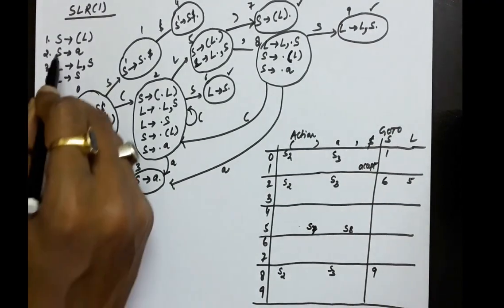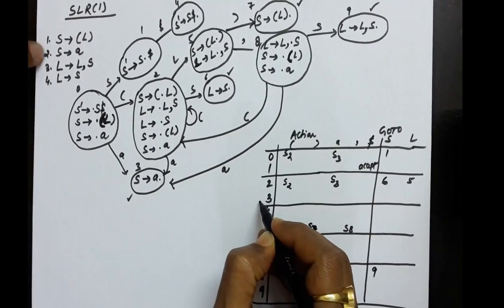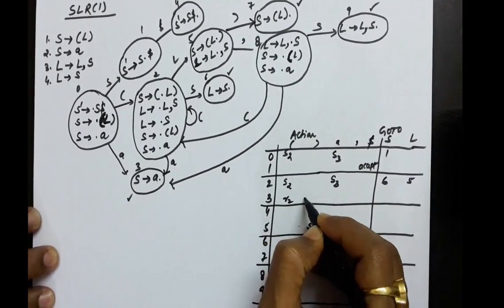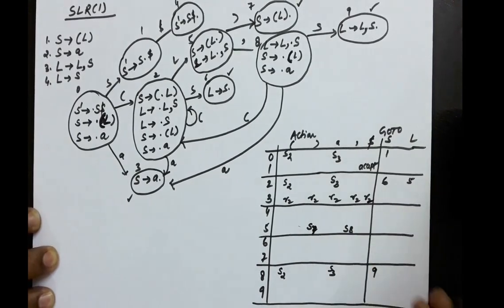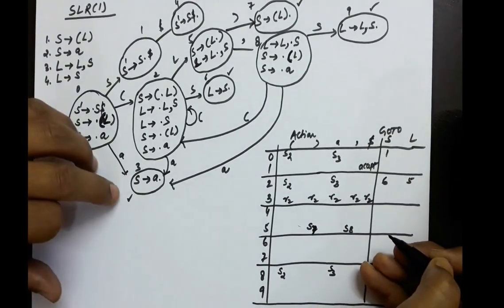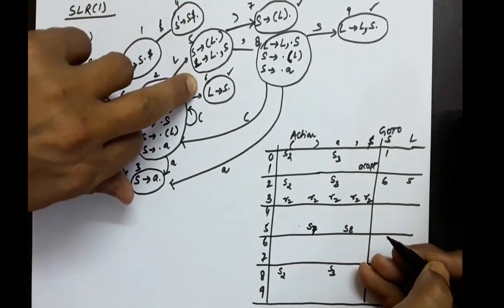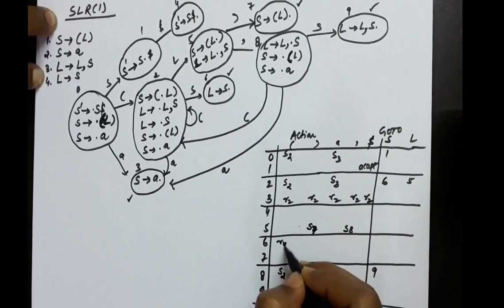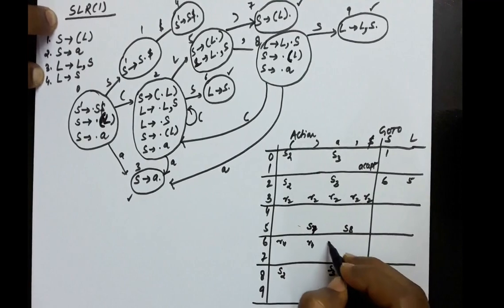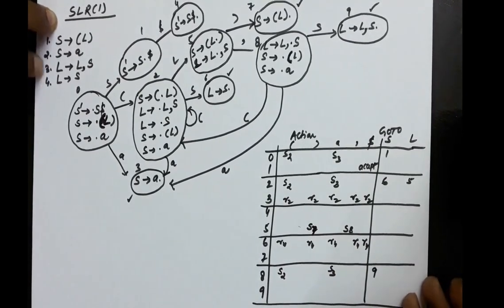So this is the S produces A dot in state 3. This is the second production, so you'll be writing R2 at every place. And then the final item is there in the sixth state. Sixth state is L produces S dot. That is the fourth production. So in 6, you will be writing R4, R4, R4, R4, and R4.